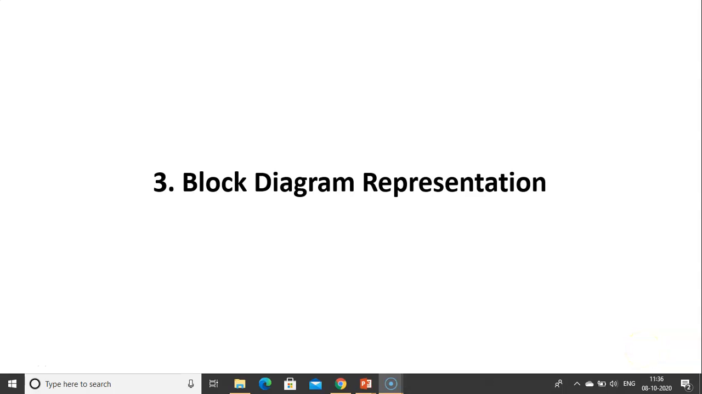Welcome. Today we will see Chapter 3 Block Diagram Representation.